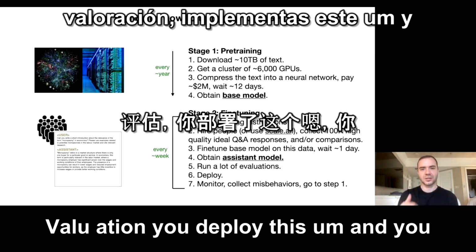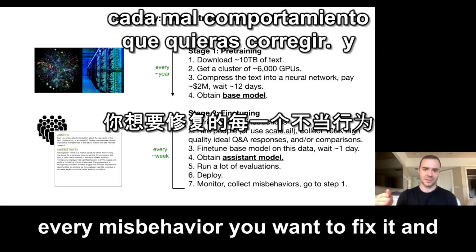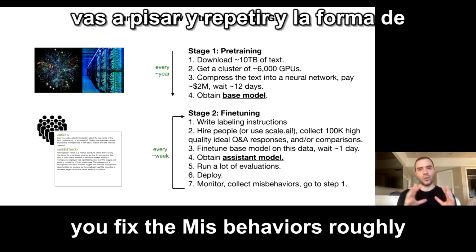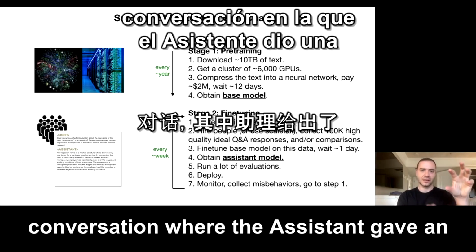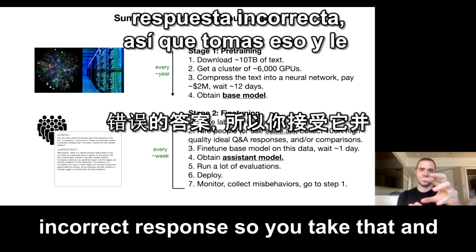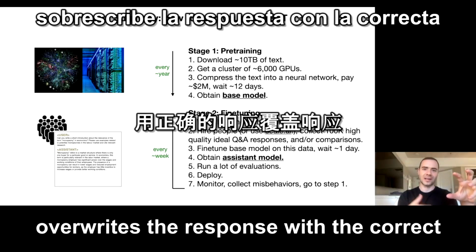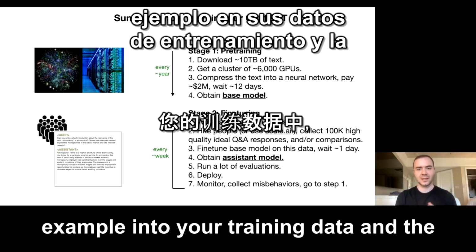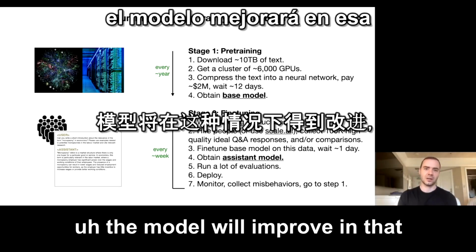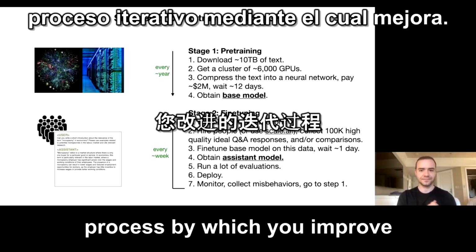Then you run a lot of evaluations, you deploy this, and you monitor and collect misbehaviors. And for every misbehavior, you want to fix it. And you go to step 1 and repeat. And the way you fix the misbehaviors, roughly speaking, is you have some kind of a conversation where the assistant gave an incorrect response. So you take that and you ask a person to fill in the correct response. And so the person overwrites the response with the correct one. And this is then inserted as an example into your training data. And the next time you do the fine-tuning stage, the model will improve in that situation. So that's the iterative process by which you improve this.